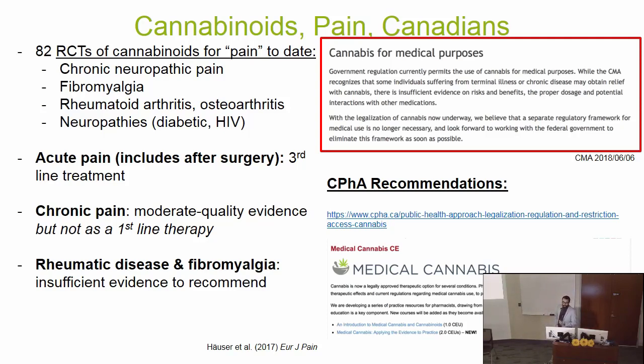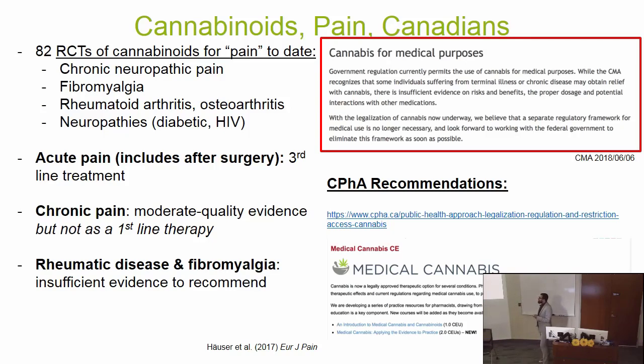For chronic pain, there's moderate quality evidence that it treats pain reliably, but never as a first-line therapy. So the current recommendation is that you must have failed to have successful treatment with at least one other standard painkiller. And then specifically for rheumatic diseases and fibro, there's insufficient evidence to recommend its use. And the reasons for that aren't known, are not well studied. I would definitely say work in progress and more work needs to be done. And I would apply that statement generally to the field of cannabinoids in the clinic.